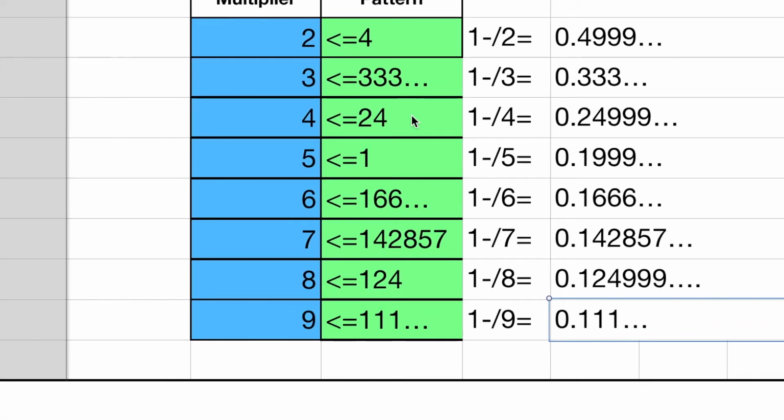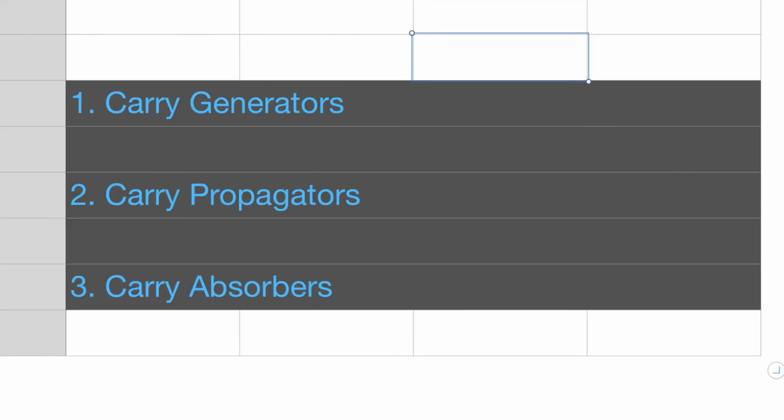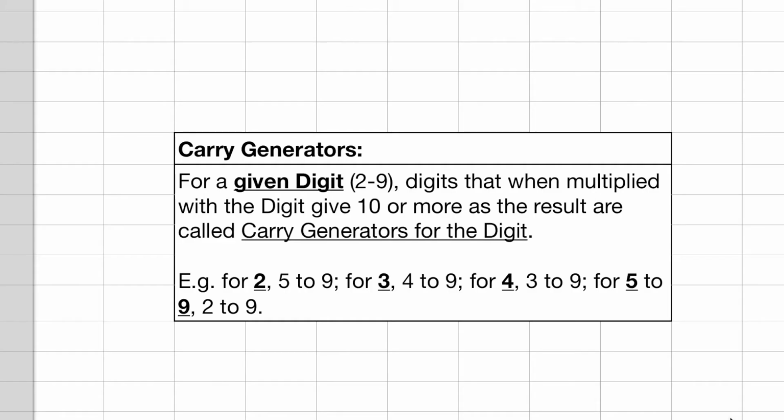Before I close, let me give some structure to this thought so that it becomes a tool that we can use later on. So here I introduce 3 terms: carry generators, carry propagators, and carry absorbers. Let's see what these are. Carry generators. Here the context is of a digit. So for example, for 2, the carry generators are from 5 to 9. Why? Because 2 times 5 is 10. Similarly for 3, the generators are 4 to 9. For 4, the generators are 3 to 9.